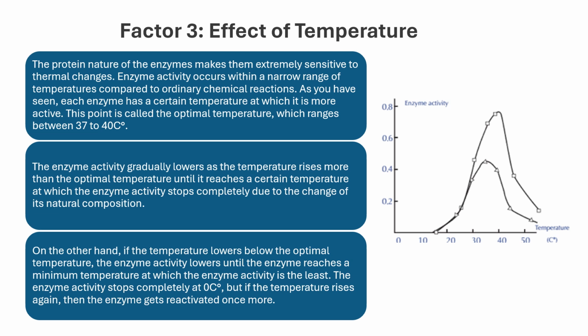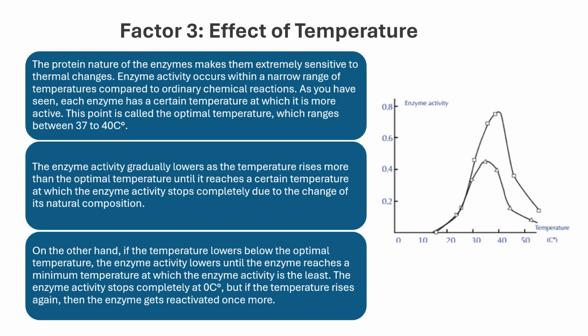Third one is effect of temperature. The protein nature of the enzyme makes them extremely sensitive to temperature changes. Enzyme activity occurs within a narrow range of temperature compared to ordinary chemical reactions. As we have seen, each enzyme has a certain temperature at which it is most active. This point is called the optimal temperature, which ranges between 37 to 40 degrees Celsius.